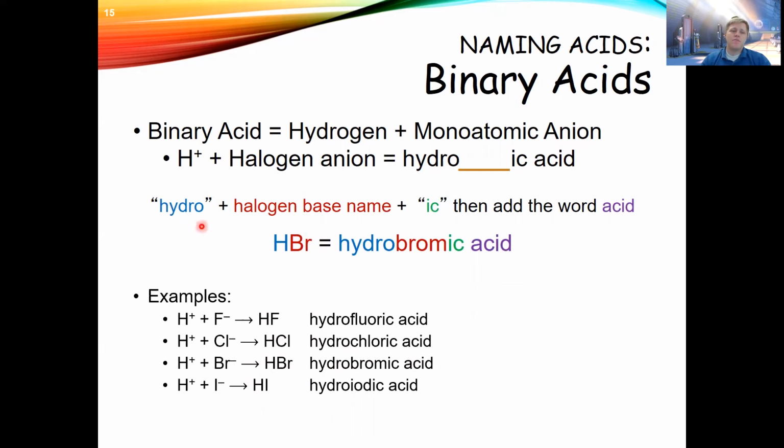So you can either memorize this scheme for naming them, or you can really just memorize these four acid names: hydrofluoric, hydrochloric, hydrobromic, hydroiodic. And for me, memorization of these names just came naturally because we talk about them constantly.